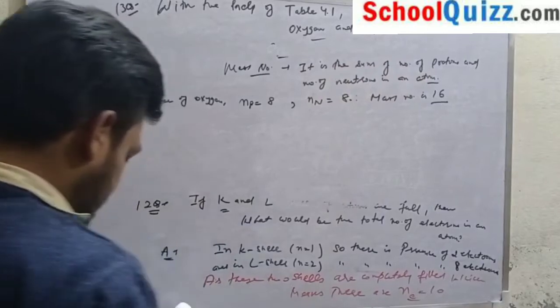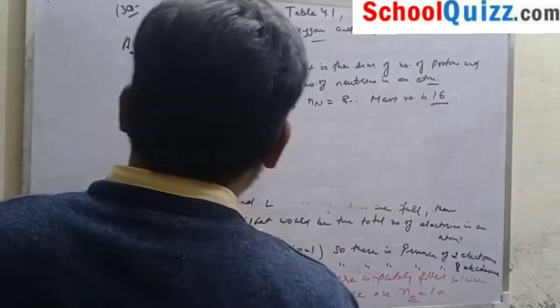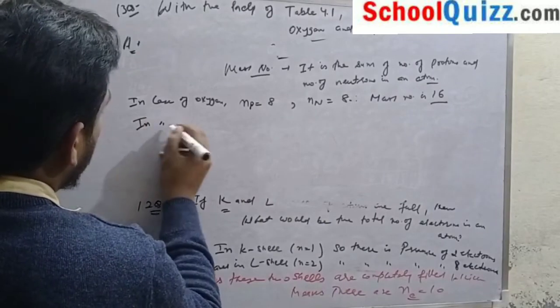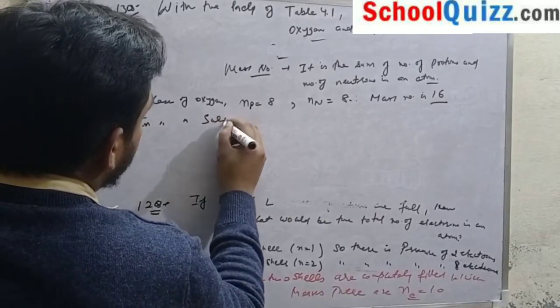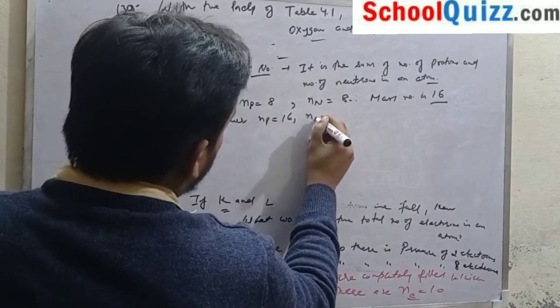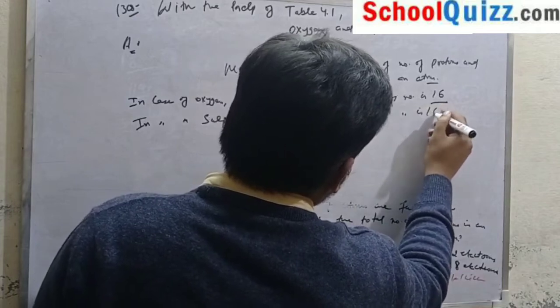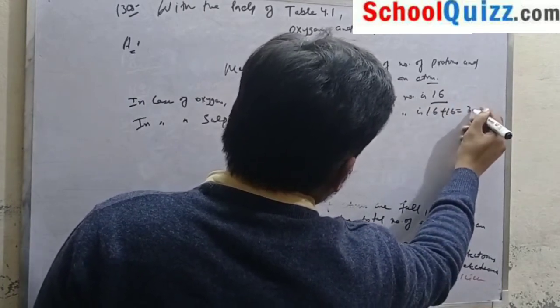Now we will talk in case of sulfur. Sulfur is already given in your table. The number of protons given is 16, and the number of neutrons given is 16. Therefore, the mass number is 16 plus 16, that is 32.